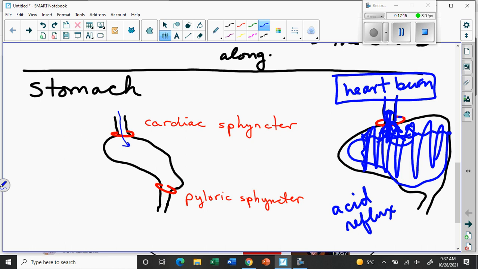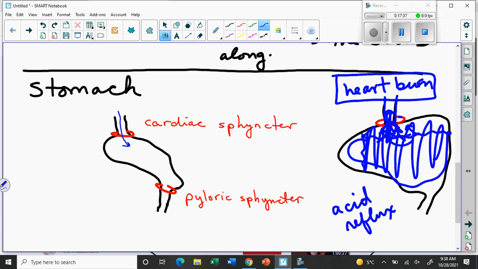Or you can take antacid pills, which have chemicals that will neutralize the stomach acid. Remember in our chemistry we talked about neutralizing acids. So that neutralizes the acid, and then it doesn't hurt the esophagus so much. It's more neutral and not as much acidity.